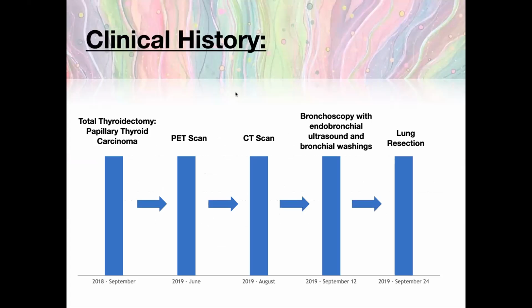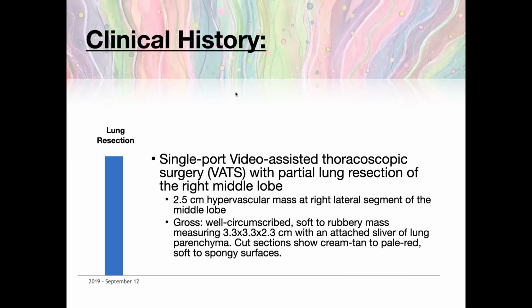With the diagnosis of atypical cells on bronchial washings, the attending physician decided to go forward with lung resection instead of having the immunohistochemical stains done on the bronchial washings. She was subsequently admitted in our institution and underwent single-port video-assisted thoracoscopic surgery with partial lung resection of the right middle lobe. The intraoperative findings described a 2.5 centimeter hypervascular mass at the right lateral segment of the middle lobe and was noted with minimal adhesions to the right upper lobe.